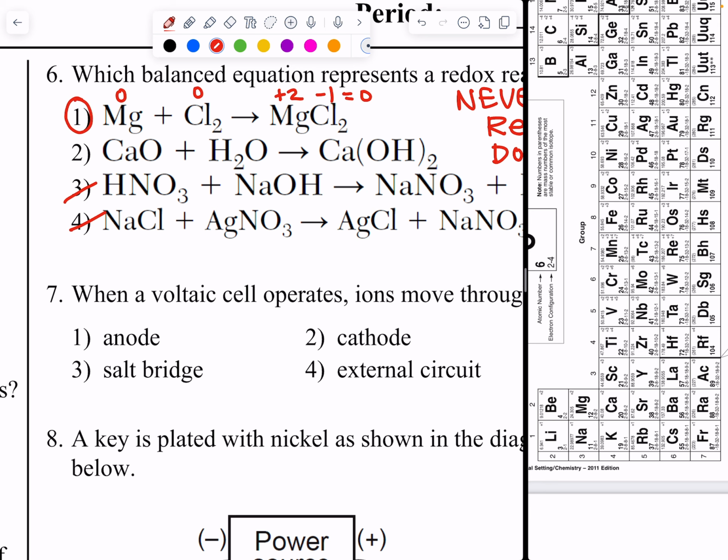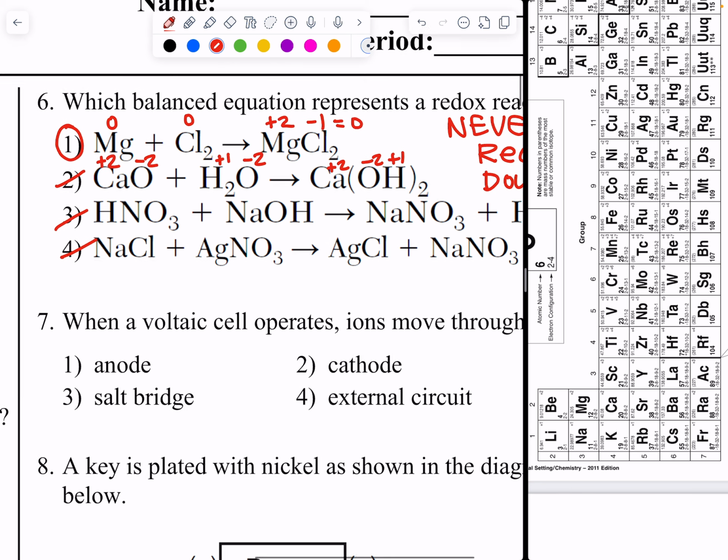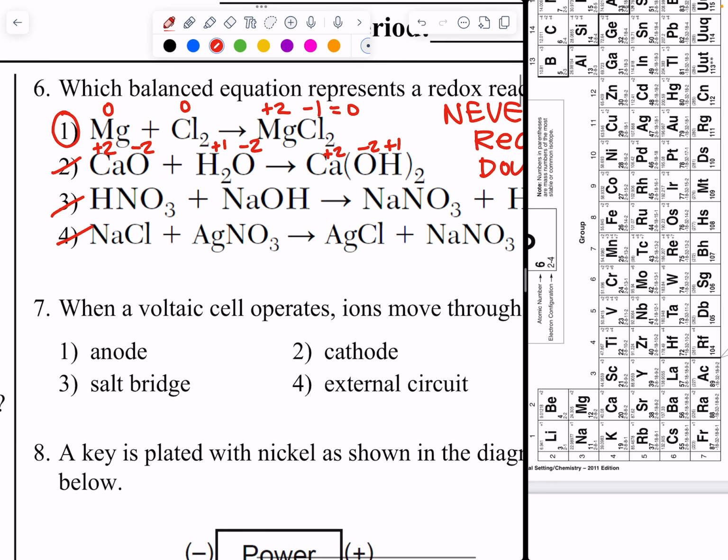If we checked it for these, +2 -2, +1 -2, +2 -2, +1. In order for everything to be neutral, the charges do not change from reactant to product side, as you can see for choice B, or choice 2.